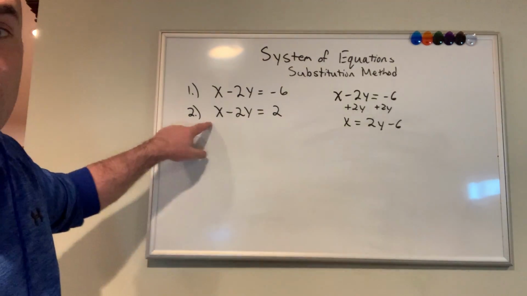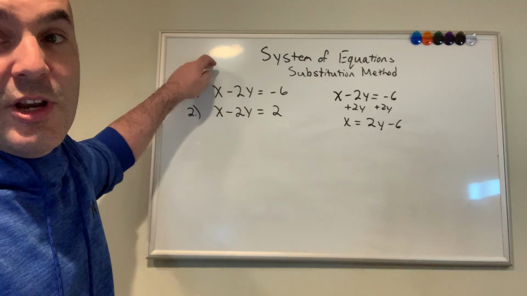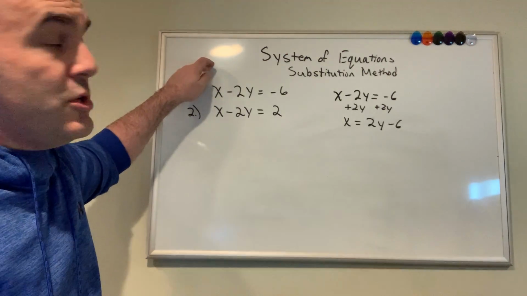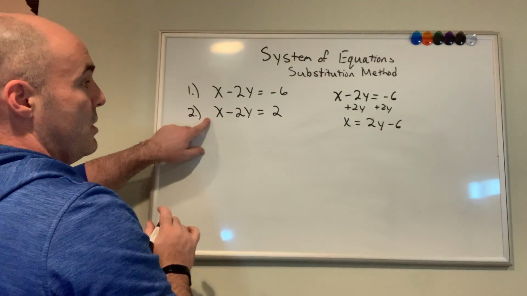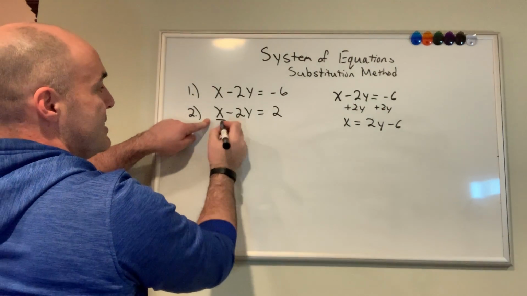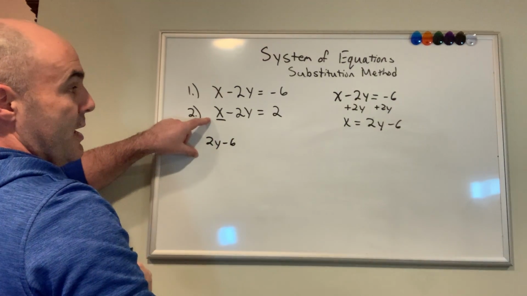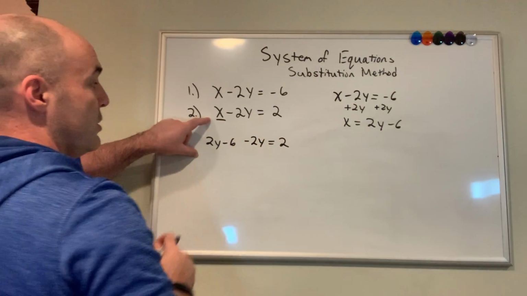Okay, if you rearrange and sub back into the equation you rearranged, you're going to get the same value and you're going to think it's infinitely many solutions. So you've got to rearrange one and sub it into the opposite one. So now I'm replacing this x with what we know x to equal, 2y minus 6, minus 2y is equal to 2.